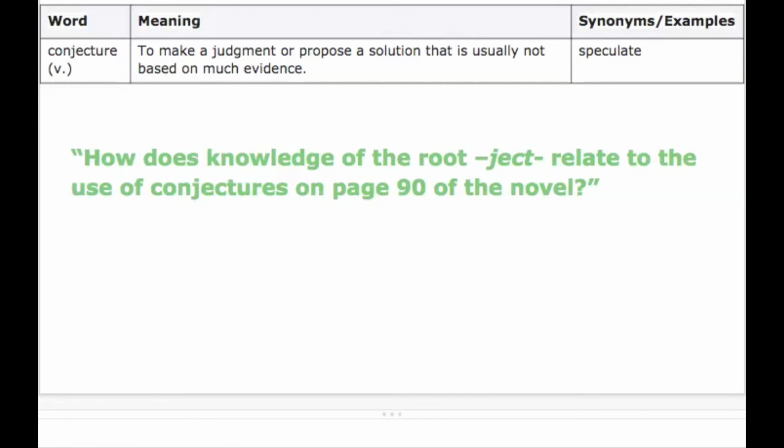So looking at the word conjecture: to make a judgment or propose a solution that is usually not based on much evidence, or to speculate. How does the knowledge of the root ject relate to the use of the word conjecture on page 90 of the novel?